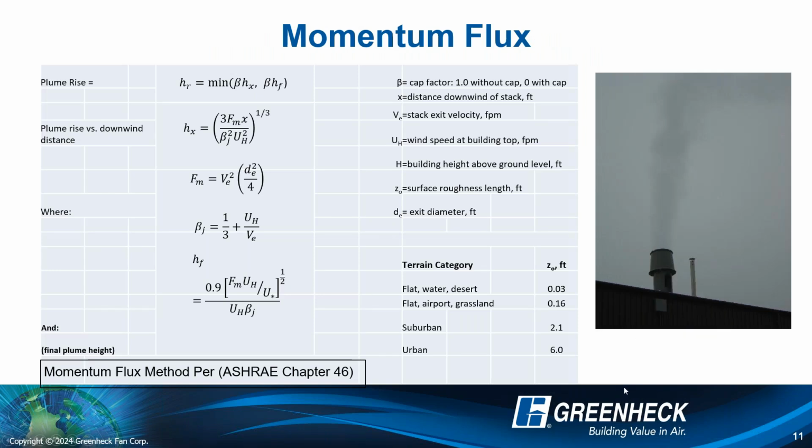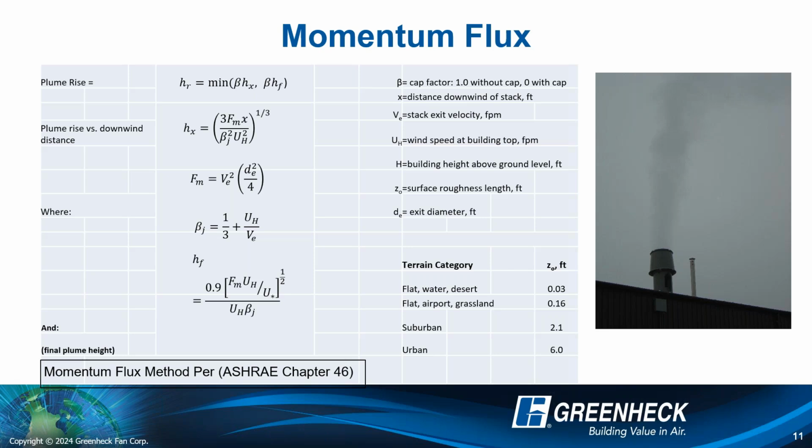The main difference between these two equations is going to be your terrain categories. Where these fans are going has a direct effect on your plume height. Whether it's going downtown Boston or in the middle of nowhere, that's all going to have an extreme effect on your plume height.